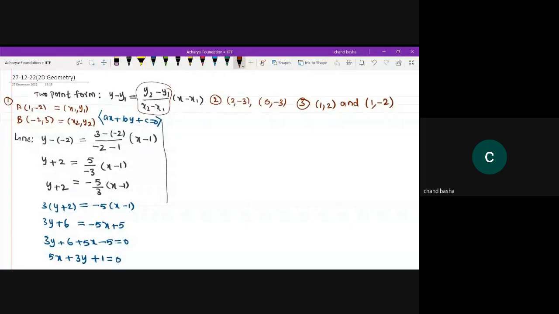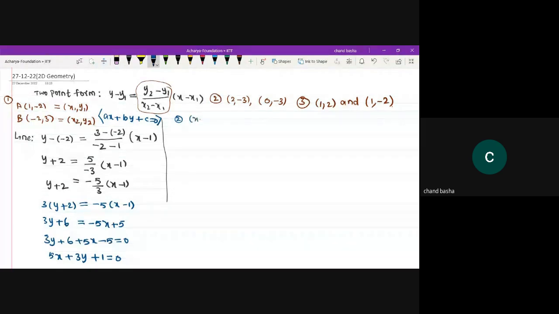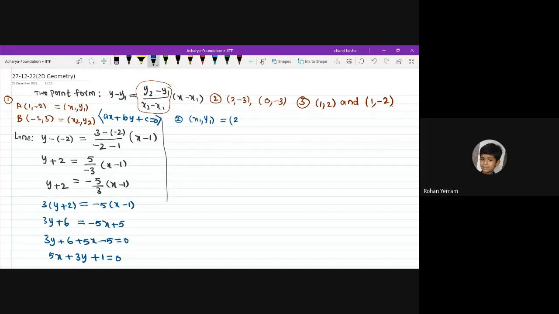So clearly, x1, y1 is 2, comma minus 3. You can solve. You have to solve. X2, y2, just I'm writing the points: x2, comma y2, 0, comma minus 3.